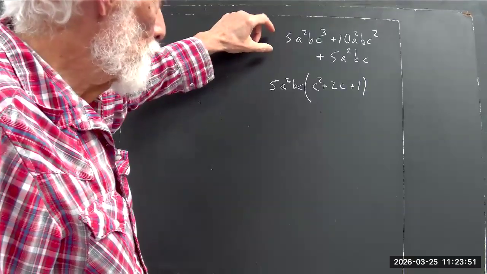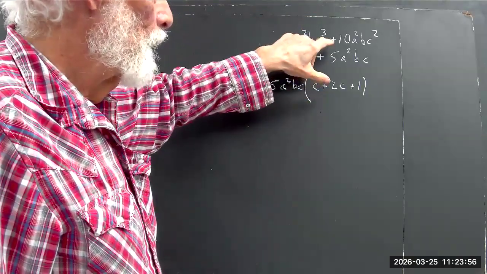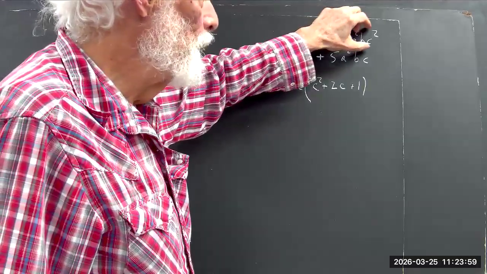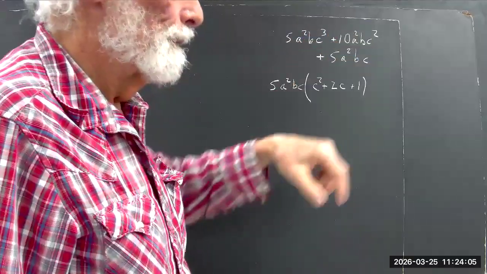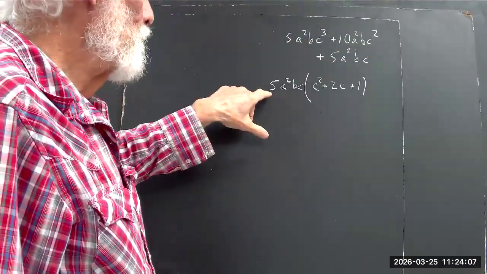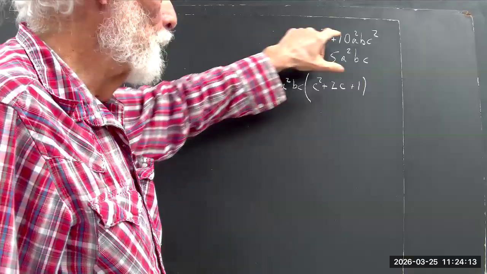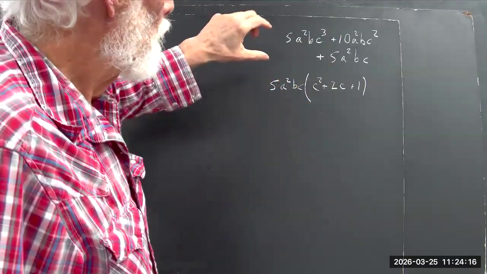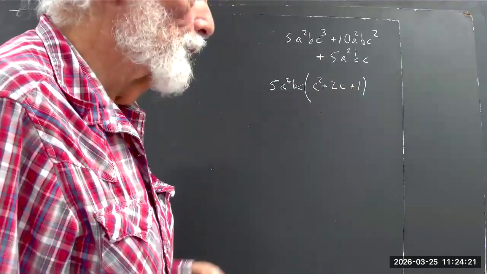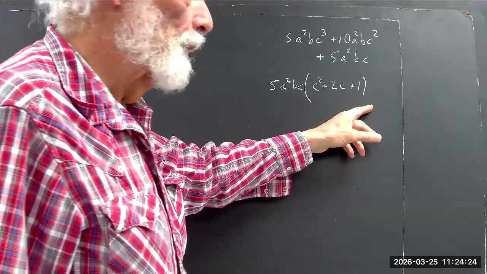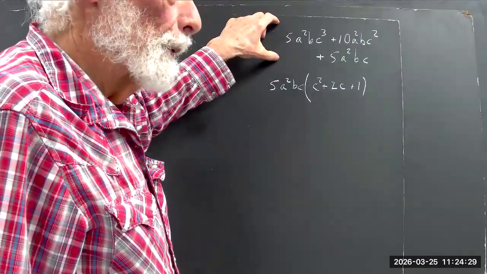Okay, so we started with the expression 5a squared bc cubed plus 10a squared bc squared plus 5a squared bc. We notice that we have 5a squared bc as a common factor of all three terms. We then write out the 5a squared bc and give some parentheses and figure out what has to go in that parentheses. So when we multiply it by 5a squared bc, we get the original expression.